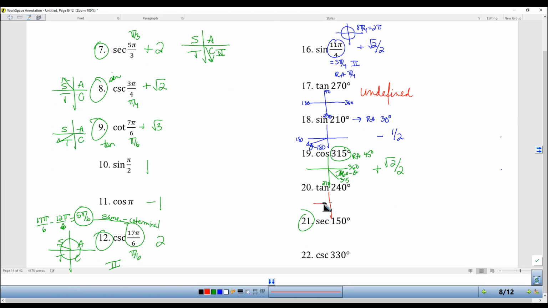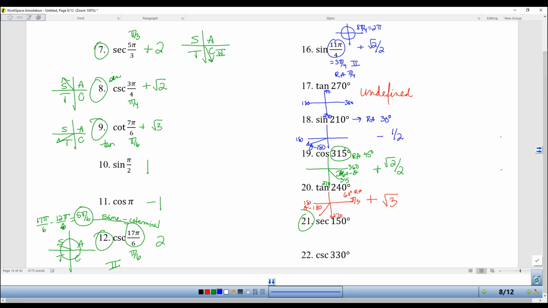Tangent of 240. 240 is somewhere in here because this is 180 and this is 270. And tangent in quadrant 3 is positive, but I still need a reference angle. In this quadrant, the rule is theta minus 180. So I subtract 180 and I get 60 degrees. So my reference angle is 60, which in radian measure is pi thirds. I only like to convert it to radians because then it reminds me which one tangent is. Tangent of pi thirds is just the square root of 3.